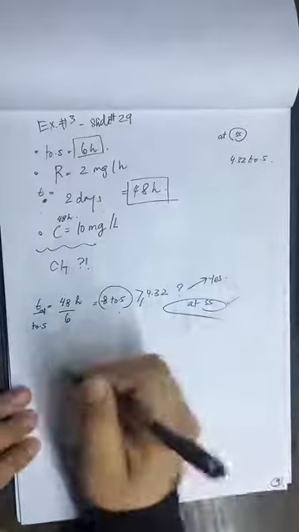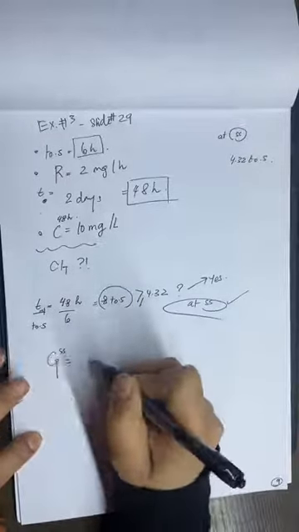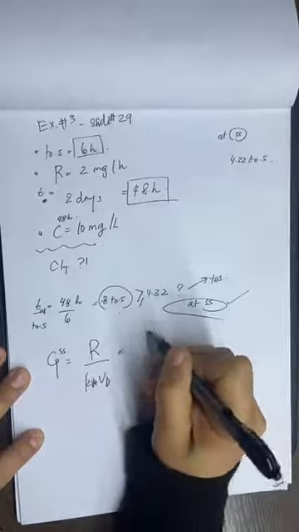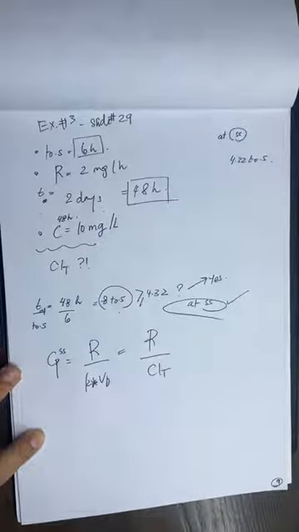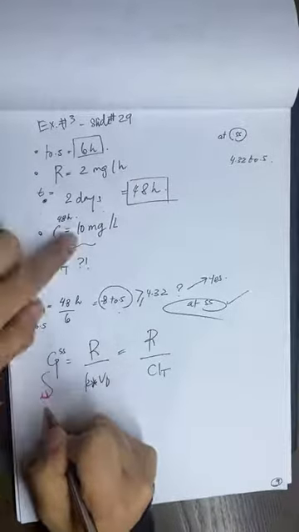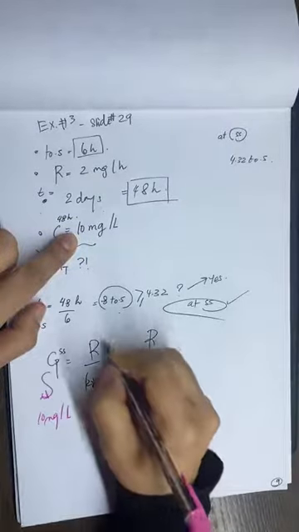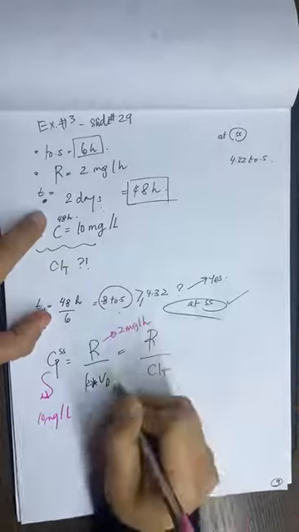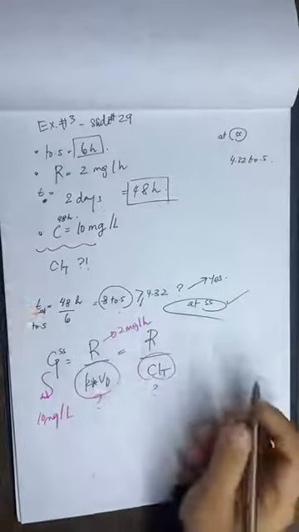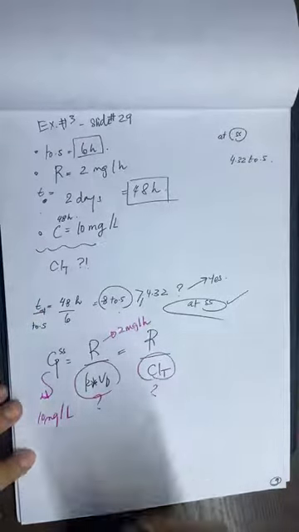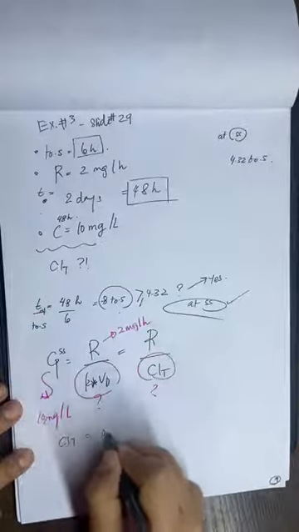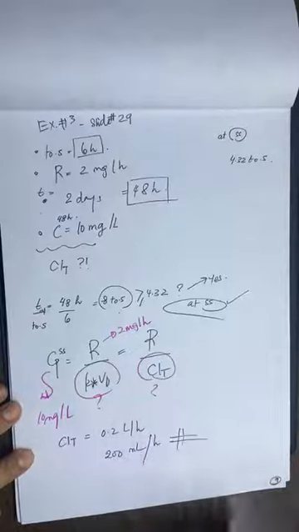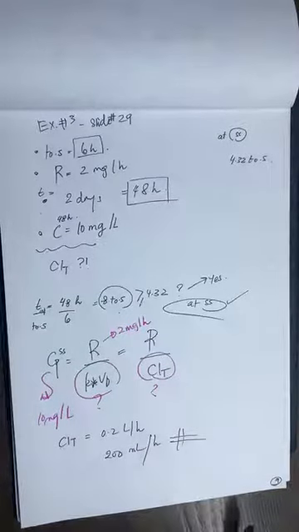So if we are at steady state, the concentration at steady state equals R over K multiplied by VD, or R over total clearance. We have this as 10 milligram per liter, we have R as 2 milligram per hour, and we need this, right? Then you will have the total clearance equal to 0.2 liter per hour, or 200 milliliter per hour. And we will stop at this point.